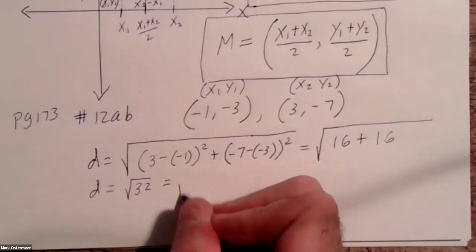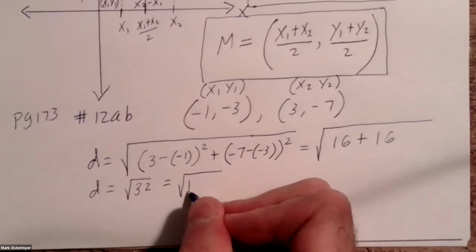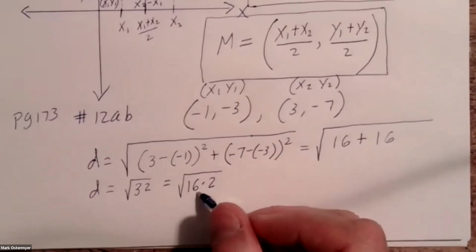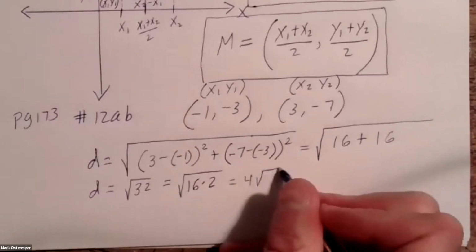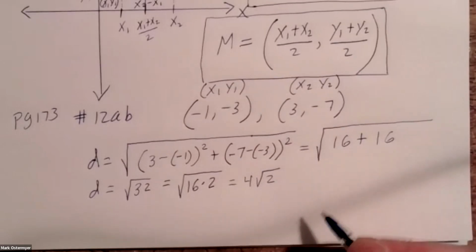which you can simplify. The square root of 32 is not a perfect square of a whole number. However, 32 can be rewritten as 16 times 2, and 16 is a perfect square of 4, the square root of which would be 4. So this would be the exact distance between those points in a plane.